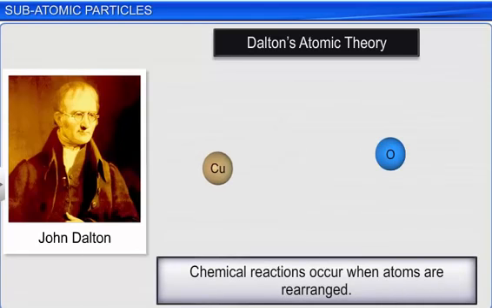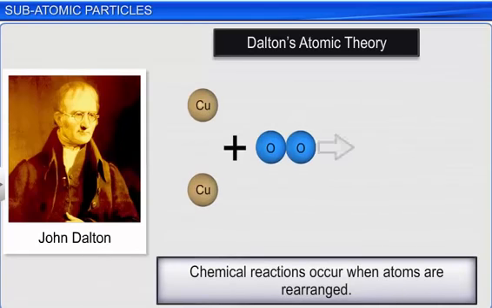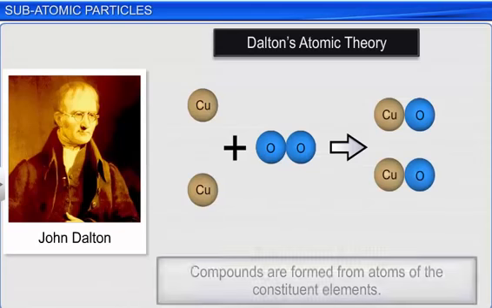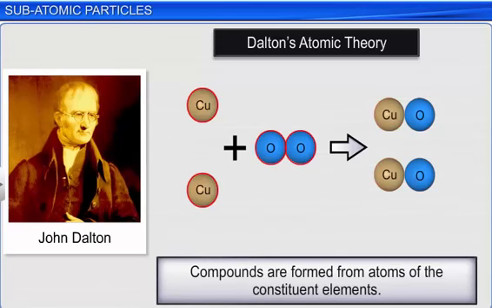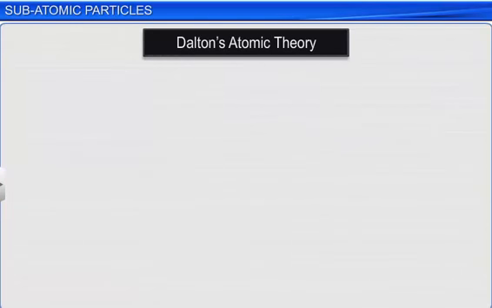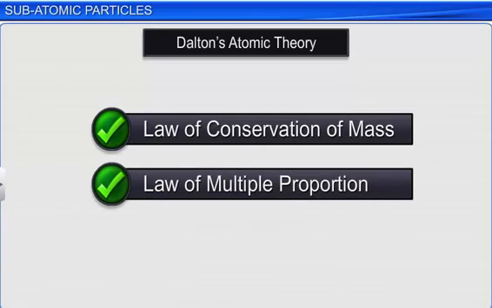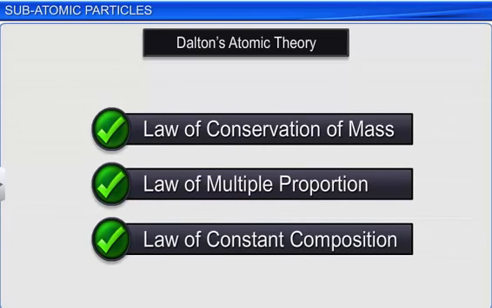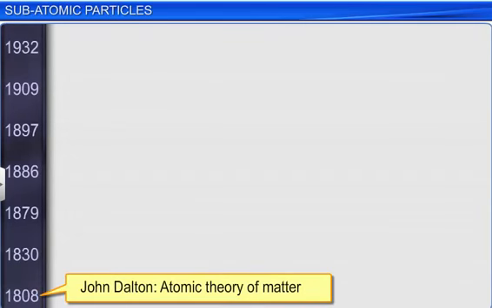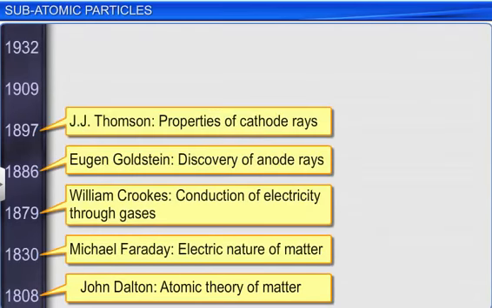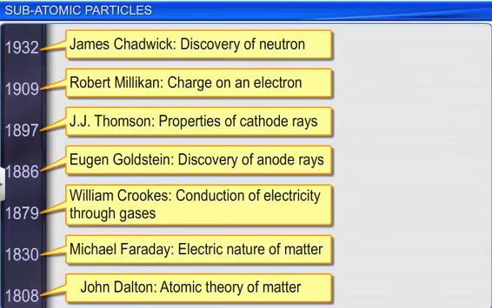Chemical reactions occur when atoms are rearranged. Compounds are formed from atoms of the constituent elements. Dalton's atomic theory was able to explain the laws of conservation of mass, multiple proportion, and constant composition. However, it could not explain the results of many experiments conducted by the scientists in the later part of the 19th century and 20th century.